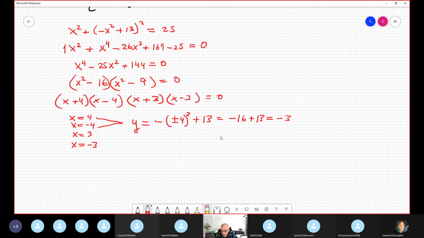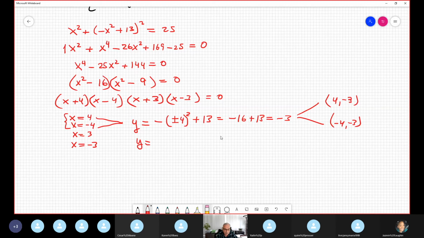In this moment I am a little bit lost, but it's okay. We have 2 points: the point 4 comma negative 3 and the point negative 4 comma negative 3. Because we have 2 values of the x value and only one value of y, the same, associated with the positive or negative 4.